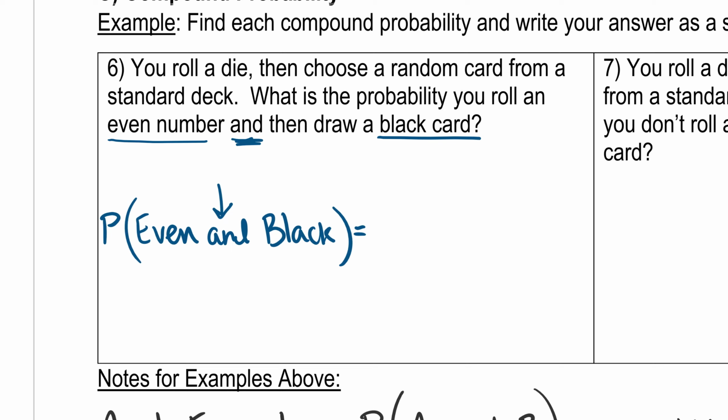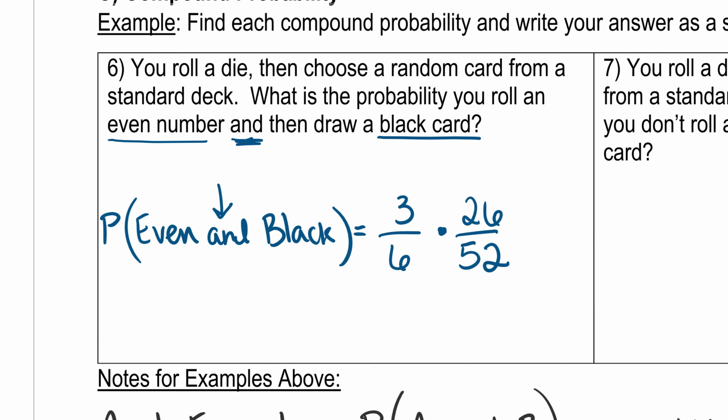Okay, so when I multiply these, well, let's write them out first. So even number. So if I have a die that's 6 sides, 1 through 6, how many even numbers are there? Well, there's 2, 4, 6. So that'd be 3 even numbers. And we said there are 6 total sides on a die. And so we multiply. And then black cards. Well, if half the deck is red, half the deck is black, that would be out of 52 cards, that's 26 out of 52.